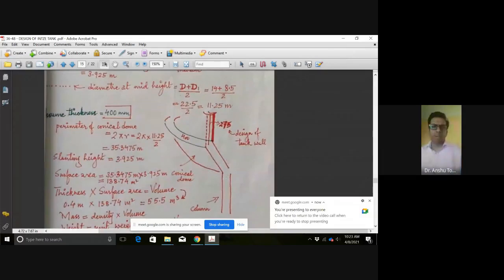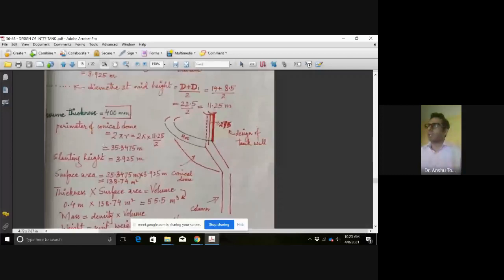So I gave you this particular task yesterday, to calculate the self weight of this conical part. Have you done it? All the procedure was told to you, how it has to be done.